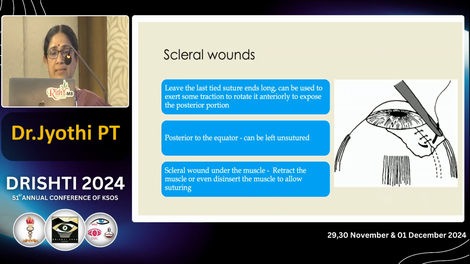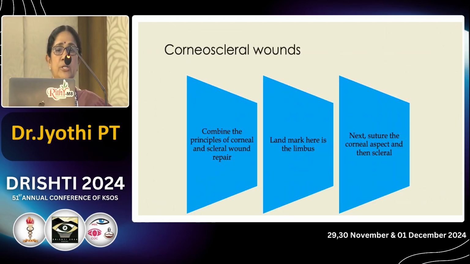Posterior to the equator, it can be left unsutured. For scleral wounds under the muscle, you have to retract the muscle or even disinsert the muscle to allow suturing. For corneoscleral wounds, you can combine the principles of both corneal and scleral repair.